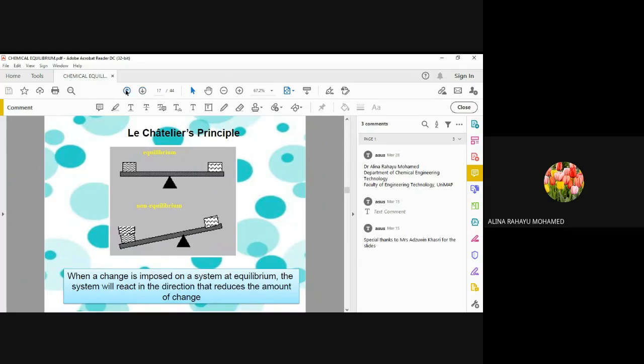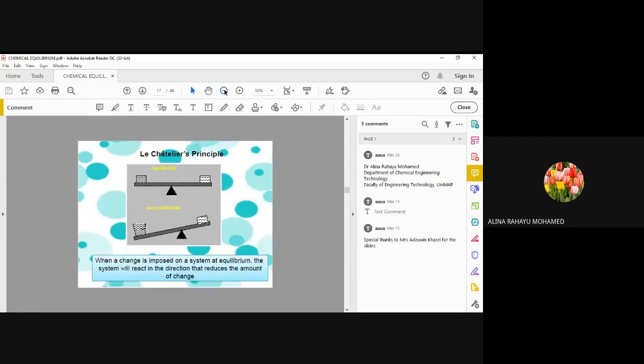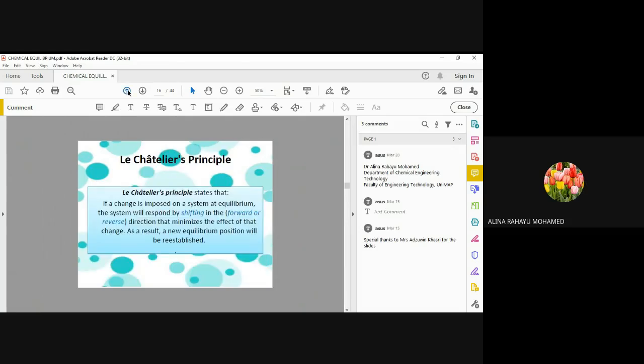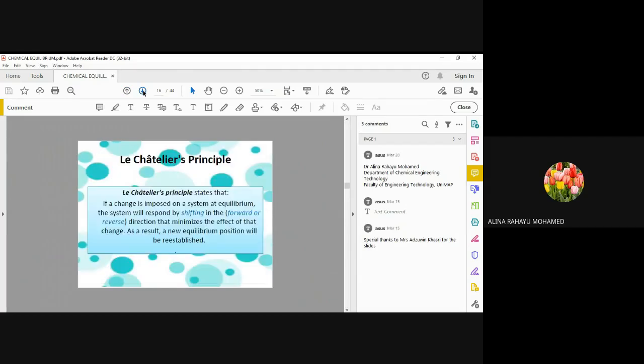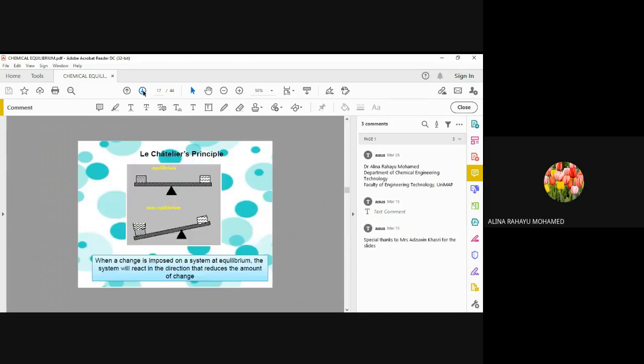When change is imposed on a system at equilibrium, the system reacts in a direction that reduces the amount of change. So this is the Le Chatelier principle. Maybe I went to the wrong slide just now, so let's go straight on. Le Chatelier principle: the system responds by shifting to the forward or reverse direction to minimize the effect of the change, and as a result, a new equilibrium is established.